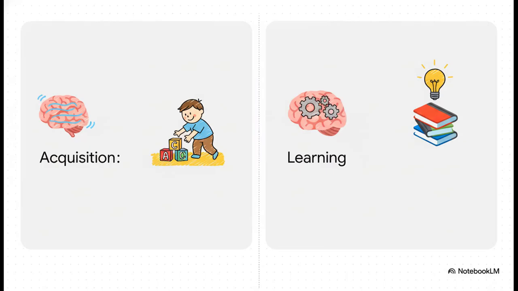Now this slide here is huge, because this gets to the absolute core of SLA theory, the massive difference between acquiring a language and learning a language. See, acquiring is subconscious. It's natural. It's how a little kid just picks up Urdu by being around it. No textbooks needed. Learning, on the other hand, is the conscious stuff. That's the classroom, the grammar rules, the vocabulary lists. Getting this difference is the key to pretty much everything else.